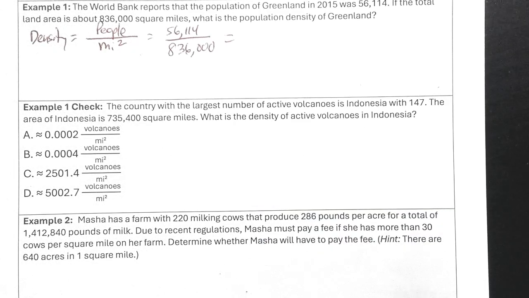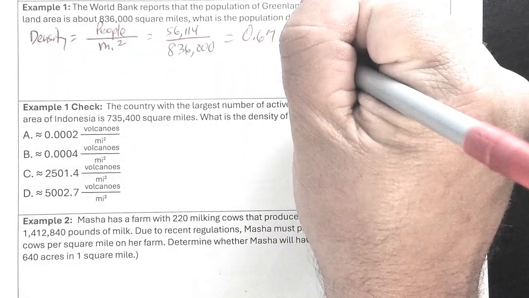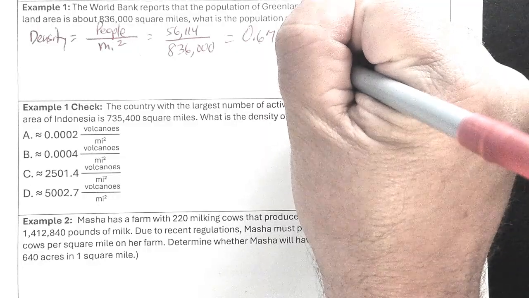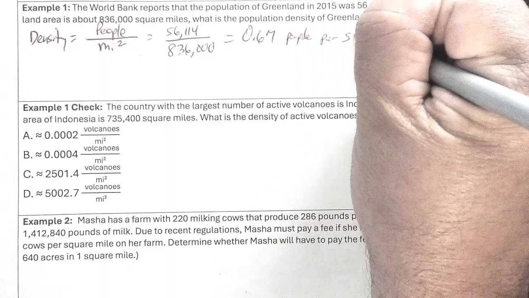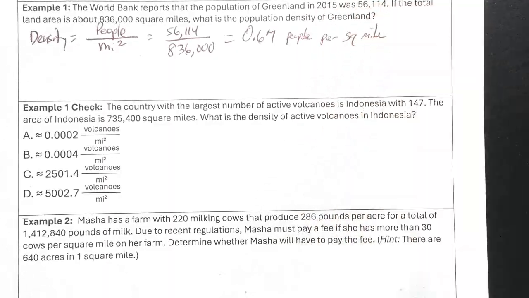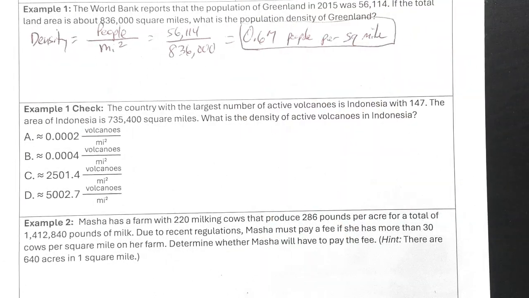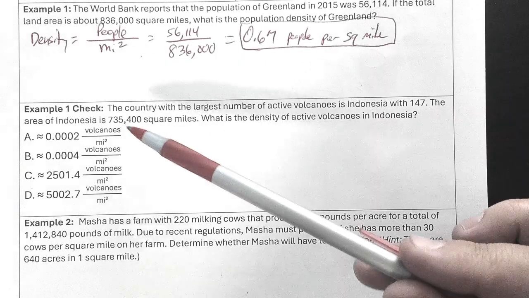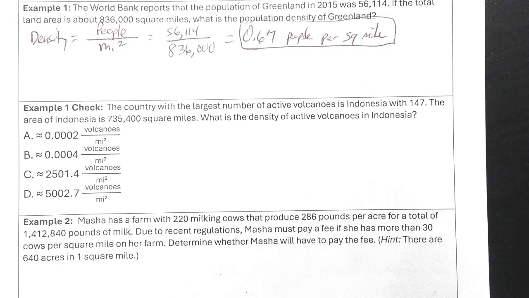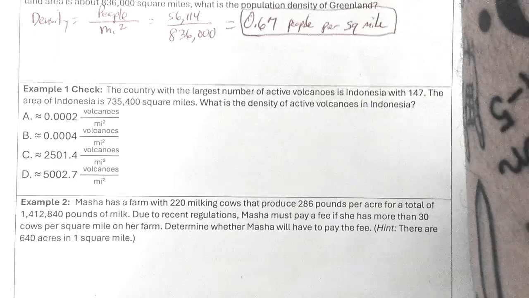Well, I think it's on the next page. So the 0.67, and this would be people per square mile. So 0.67 people per square mile. All right, so down here tells you volcanoes and square miles. So it works the same, and you'll get one of these four. So good luck to you.